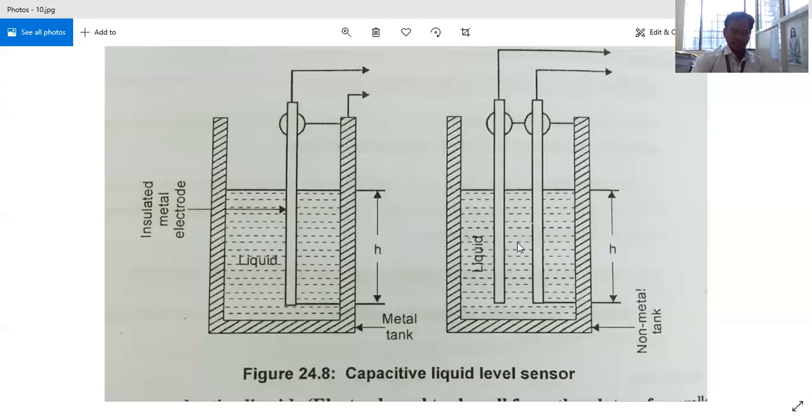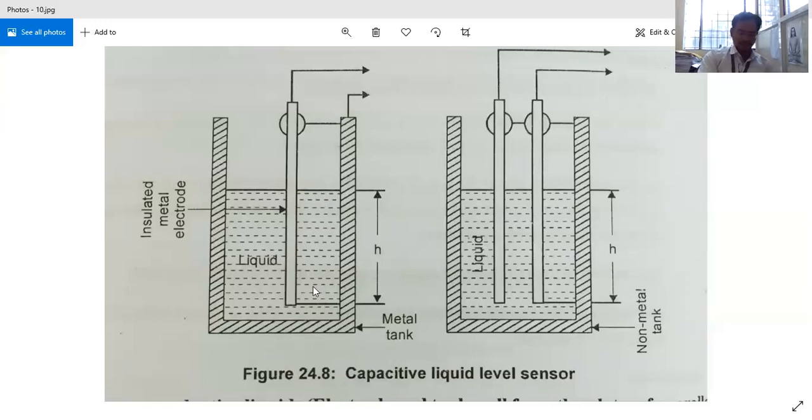Now, in metallic tanks, only the insulated metal electrode is there in this arrangement. The gap between this electrode and the wall of the tank should be even. Here, this gap should be even. There should not be any discrimination between the gaps. If it is length L here, here also it should be the length L.